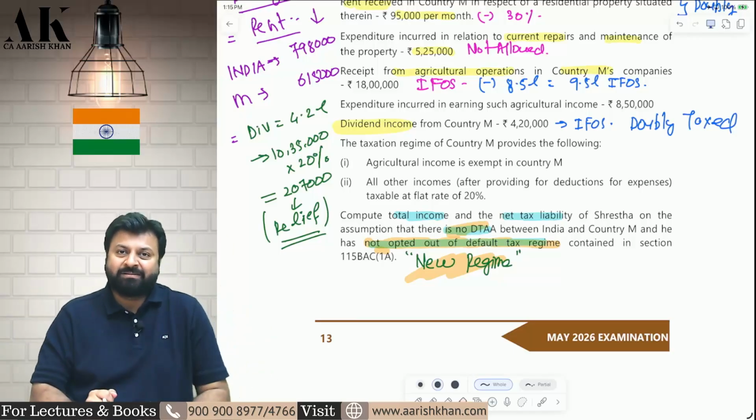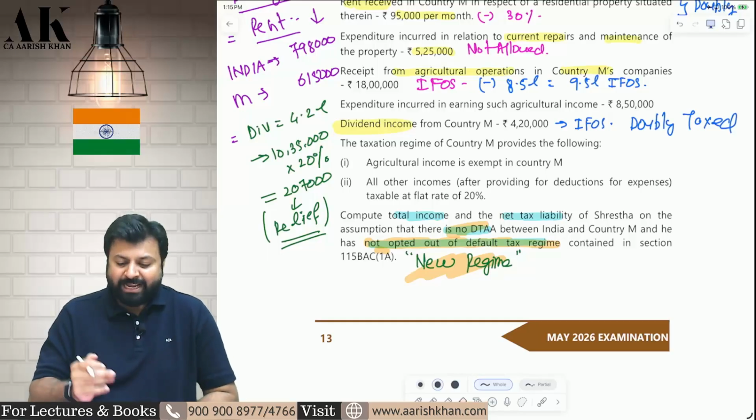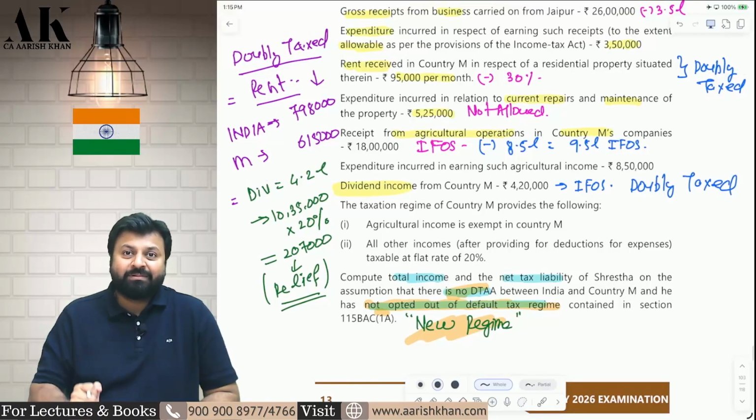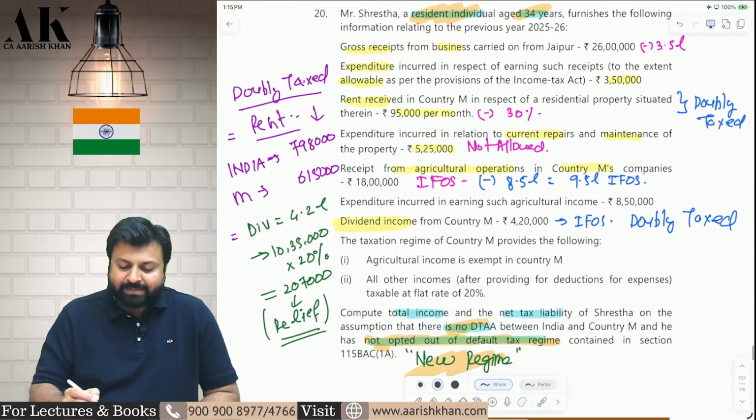Is this an English paper or a grammar paper or a tax paper? I don't understand. Anyways, whatever is there, we have to take care of it. Now let's try to compute the income.